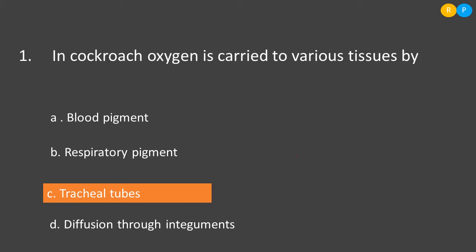Then option D, diffusion through integuments. Diffusion through integuments does not help in carrying oxygen, because the outer surface of the cockroach is very hard, so by direct diffusion the animal cannot take in oxygen. So the correct answer is option C, tracheal tubes.